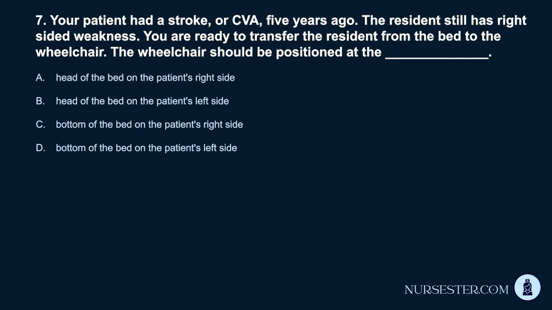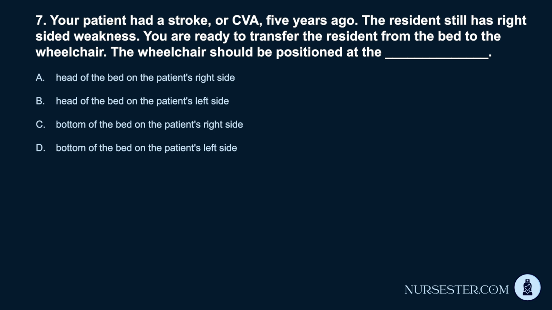7. Your patient had a stroke, or CVA, 5 years ago. The resident still has right-sided weakness. You are ready to transfer the resident from the bed to the wheelchair. The wheelchair should be positioned at the underscore.